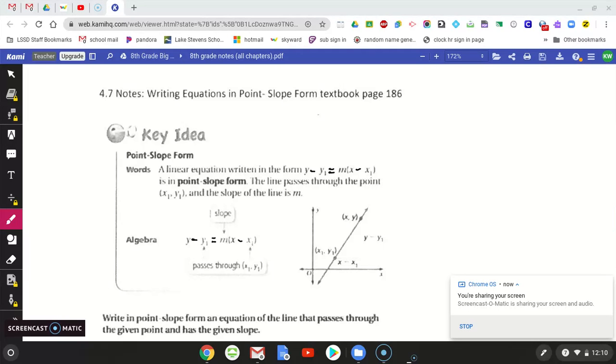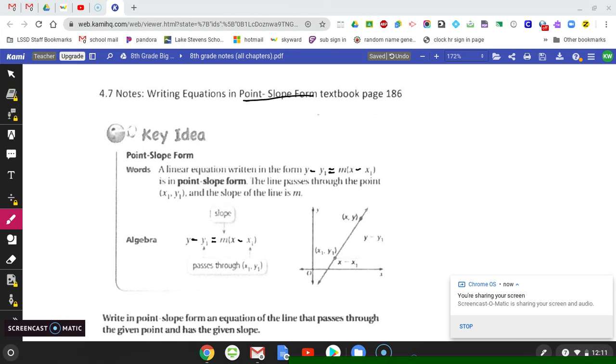All right, 4.7. This is our last section of chapter 4. So in 4.6, we were writing equations in slope-intercept form. Now we're going to be writing equations in point-slope form. I think when people see slope-intercept form, they like it because you've seen it before. It's the one you're used to.